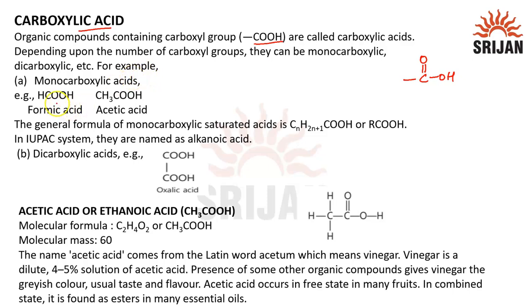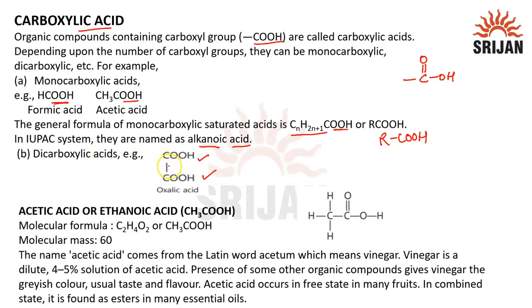For example, here there is only one COOH group. So, these are monocarboxylic acids, which are formic acid and acetic acid. If we talk about the general formula, it can be CnH2n+1COOH, or it can be written as RCOOH, where R is the alkyl group, and in the IUPAC system they are named as alkanoic acid. Now we have dicarboxylic acid also. Like this, oxalic acid has two COOH groups, so it's a dicarboxylic acid.